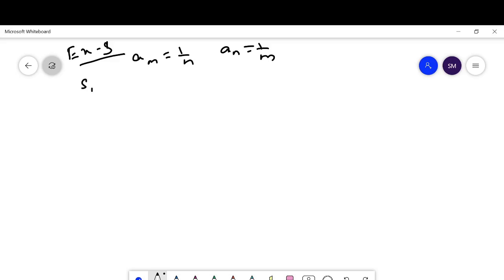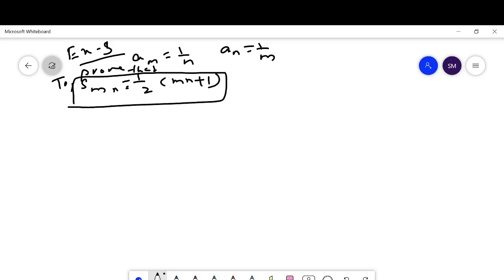Then the question asks us to prove that S of mn is equal to half into (mn plus 1). We have to prove that the sum of mn terms, Smn, is equal to half of (mn plus 1). Here am is equal to 1 upon n. As we know, am is a plus (m minus 1) into d, which is equal to 1 upon n.